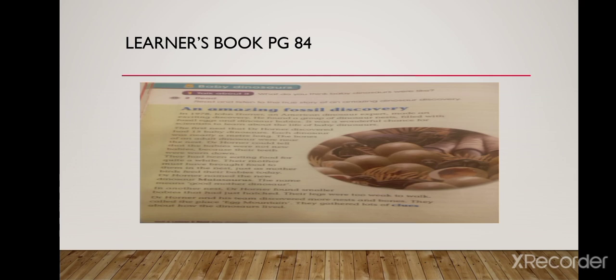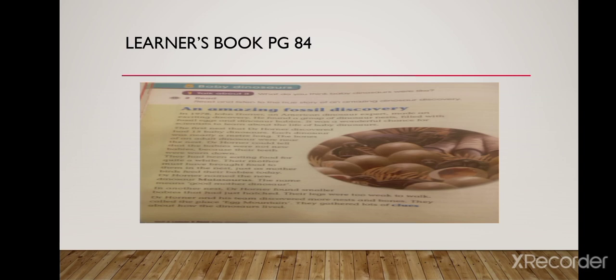We are on Learner's Book, page 84. An amazing fossil discovery. In 1978, John Horner, an American dinosaur expert, made an exciting discovery. He found a group of dinosaur nests filled with fossil eggs and dinosaur babies. It was a wonderful chance for scientists to learn about the life of baby dinosaurs. The first nest that Dr. Horner discovered had 15 baby dinosaurs. Each dinosaur was nearly a meter long.